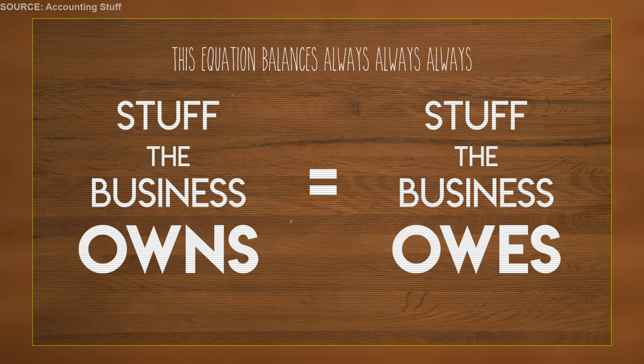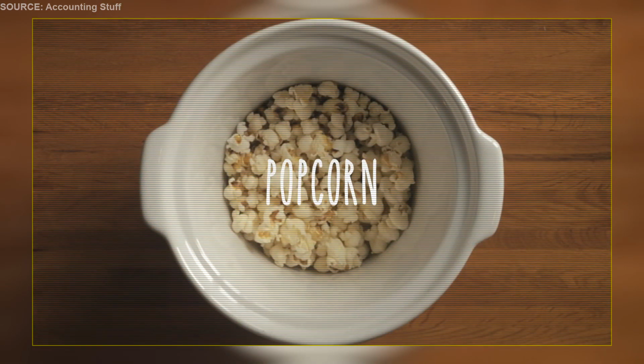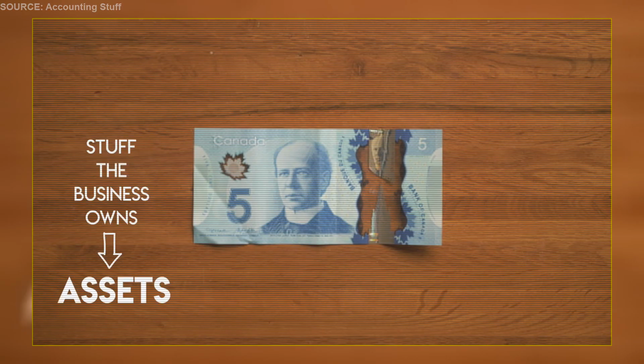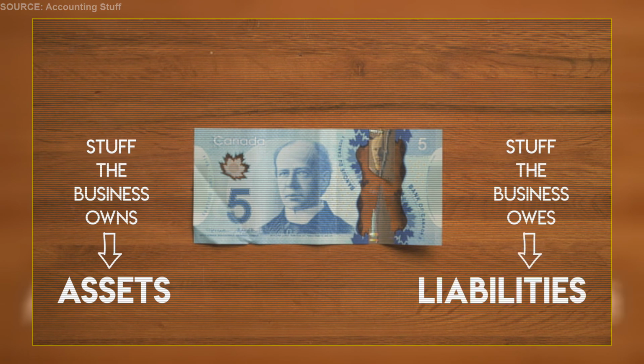Now let's say I come up with this amazing idea for a business. I want to make popcorn and sell it. I've got $5 in my pocket and I decide to lend it to the business. Now there is a word to describe the stuff that the business owns, and that is called assets. On the other side of the accounting equation, we actually have 2 different words to describe what the business owes, and that depends on who the lender is. We use liabilities to describe what the business owes to third parties.